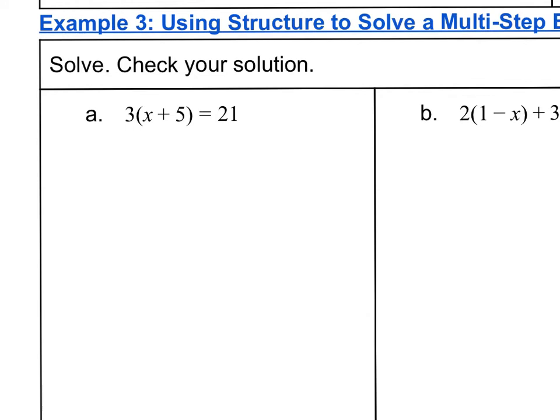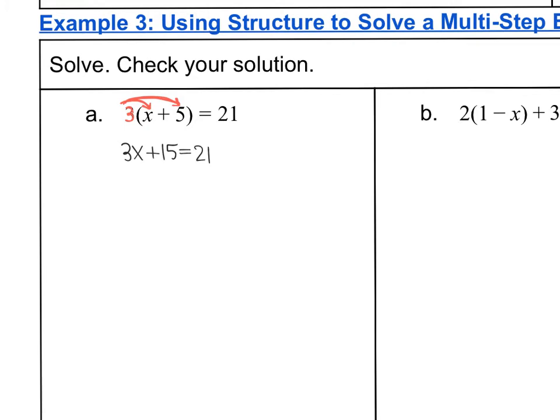Distributing means taking whatever's outside of the parentheses, in this case it's the 3, and multiplying it individually by each thing in the parentheses. So multiplying 3 times x, and then multiplying 3 times 5. After I do that, I can get rid of the parentheses. So I'm going to do that. 3 times x is 3x. 3 times 5 is 15. Notice how I didn't multiply it by the 21 because the 21 is not in the parentheses. So the 21 just stays like that.